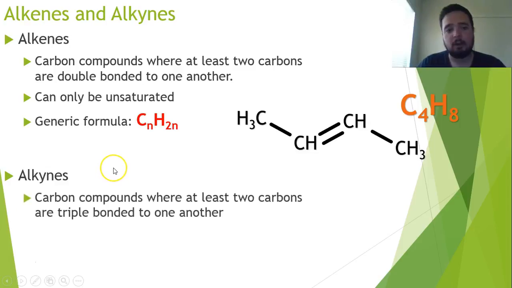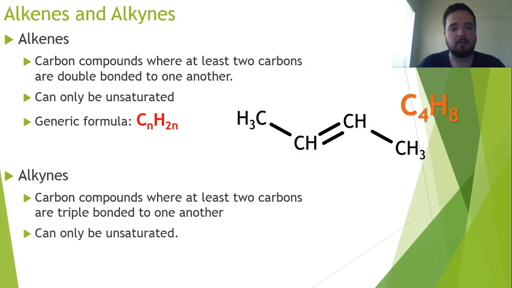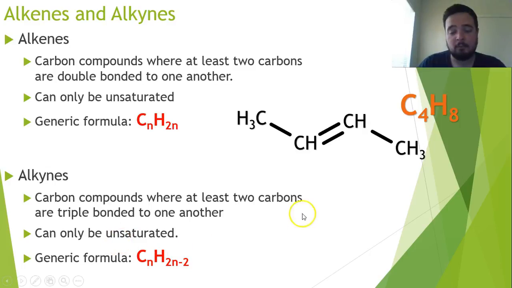Alkynes are carbon compounds that have at least 2 carbons that are triply bonded together, so triple bonds. They can also only be unsaturated, which means that due to their bonds they're unstable and don't want to stick together more than they have to. Their generic formula is CnH2n minus 2. If you memorize the alkane formula, instead of the plus 2, you put minus 2, and you can remember it that way.